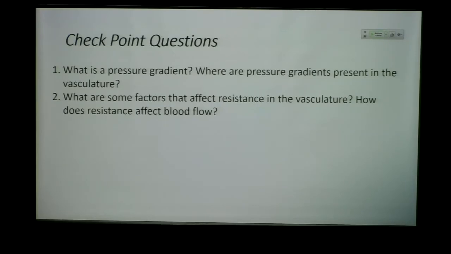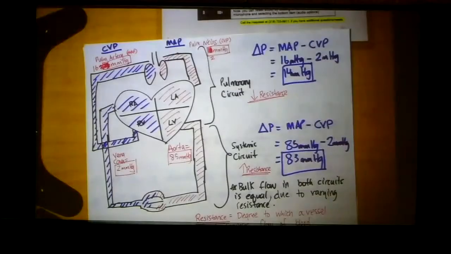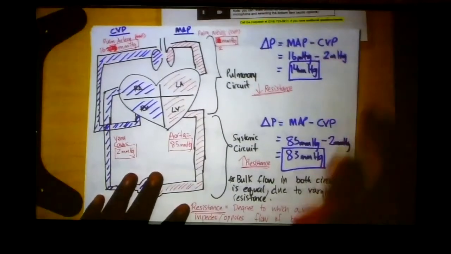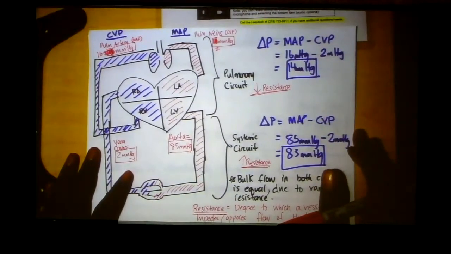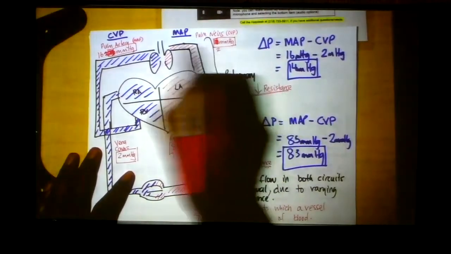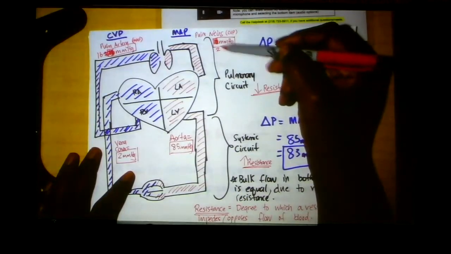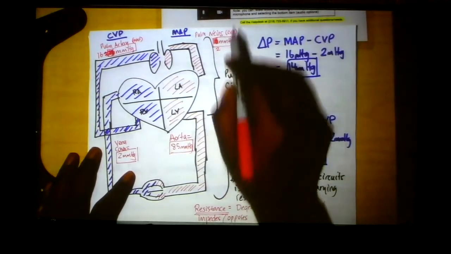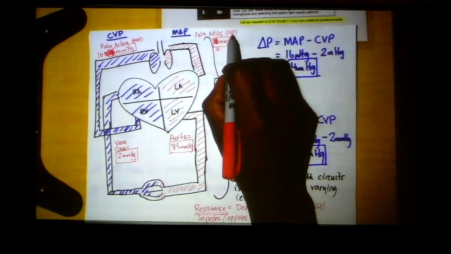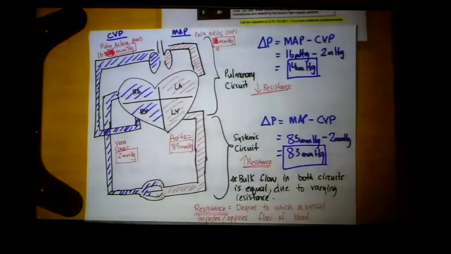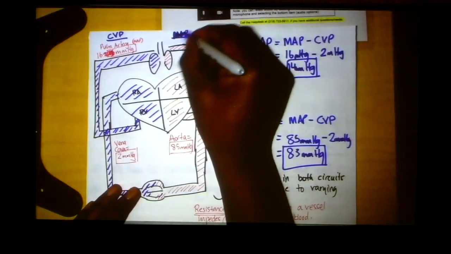More about resistance, I want to make one important correction here. So go back to that first diagram that we drew, this one. Okay, I think I accidentally swapped these two values, right? The veins are going to have the lower pressure, so make sure you have 2 millimeters of mercury here. And this is actually the CVP. So this is a vein, so it's central venous pressure, so this labeling is not right, okay?